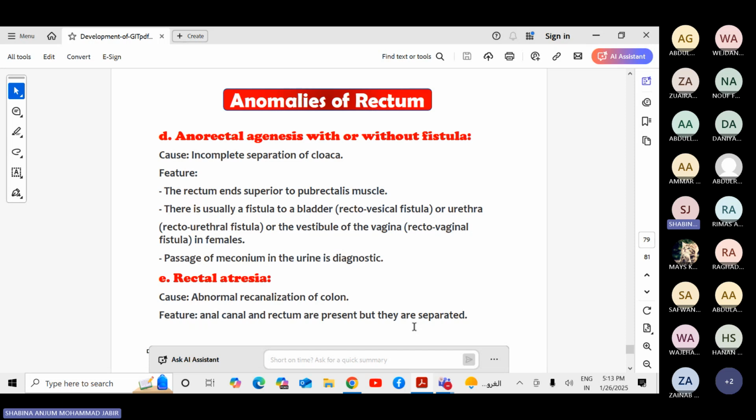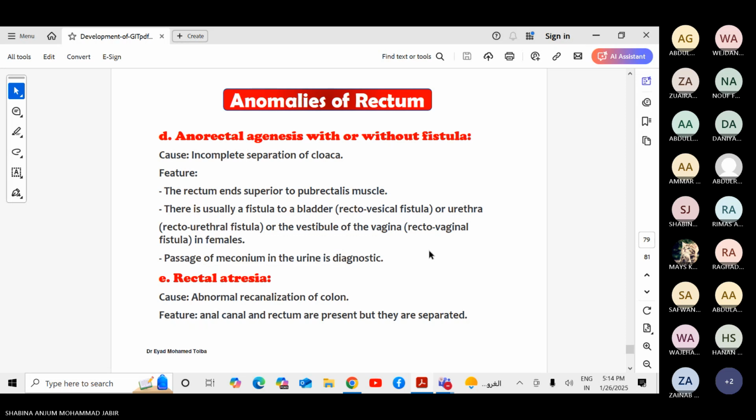But sometimes there will be a fistula with another organ, like a connection with the bladder, rectovesical fistula, or with the urethra, rectourethral fistula, or with the vagina, rectovaginal fistula. If there is passage of meconium in the urine, you can suspect that there is a fistula. There could also be rectal atresia due to abnormal recanalization of the colon.